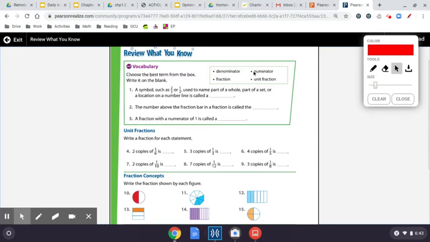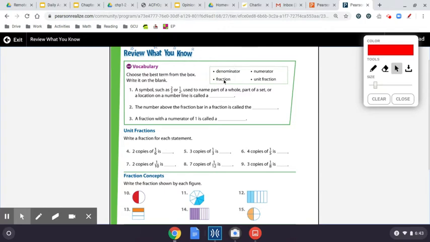The numerator is the number above the fraction bar. It's the top number, and it's how many pieces of the whole that you're talking about. So for instance, here I'm talking about one out of the two pieces. So my numerator would be one. Here I see one, two, three pieces out of the whole. So my numerator would be three. So that is a numerator.